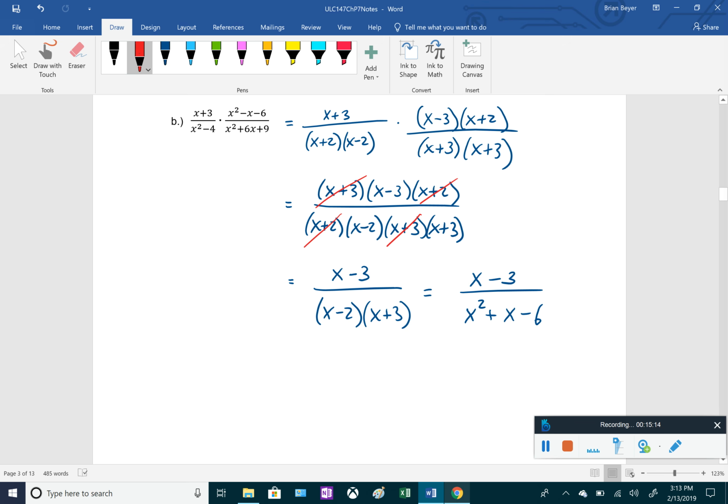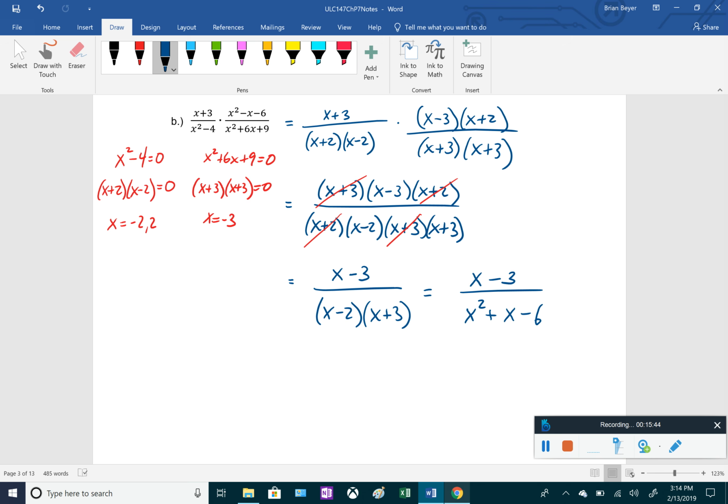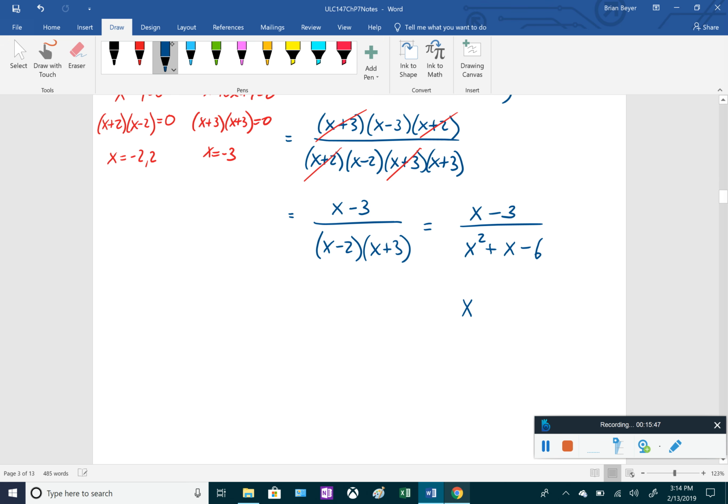Okay, and then setting these denominators to 0, x squared minus 4 equals 0. When we factored that, that was (x plus 2)(x minus 2). Setting both of those equal to 0, we get negative 2 and 2. The other one here, we have x squared plus 6x plus 9 equals 0. When we factored that, that was (x plus 3)(x plus 3). Setting both of those equal to 0, that would give us negative 3. So those are the values we have to exclude. x cannot equal negative 3, negative 2, and 2.